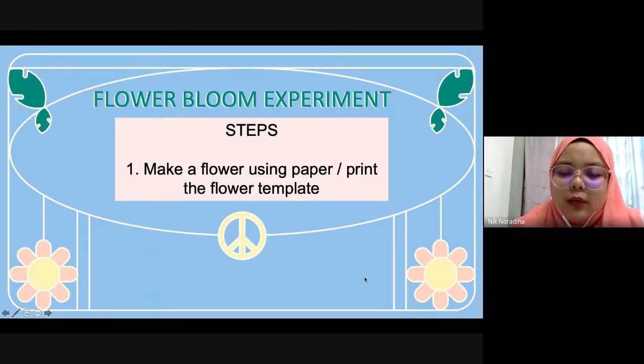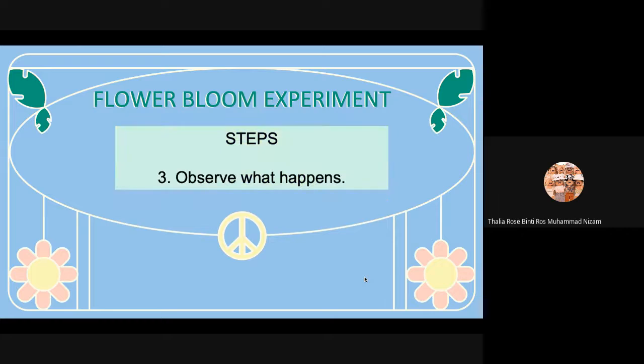Okay, so this one you already did before. If you don't have the flower template, kindly ask your parents to check the Seesaw inbox teacher provided.